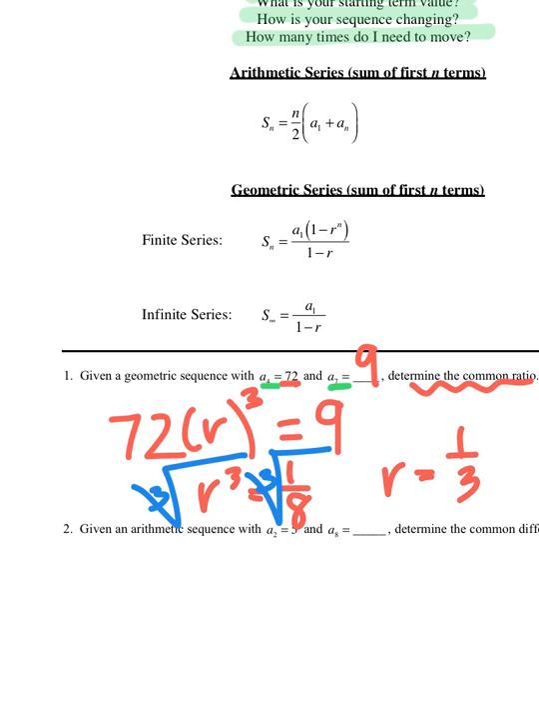Okay, go ahead and check your solution. My common ratio is 1/3. So the pattern for the sequence is to multiply by 1/3.